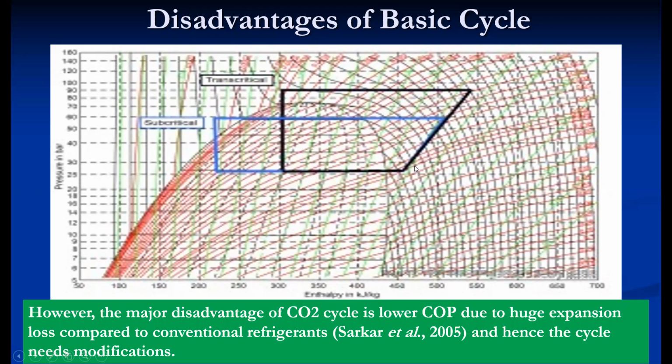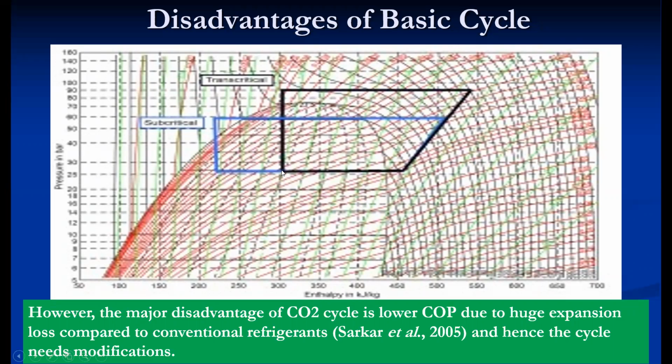And when we use CO2 as a refrigerant, this cycle changes to a transcritical cycle. It means there is no condensation because the critical point of CO2 is low. So compression, then gas cooling, then expansion, and then evaporation. If you compare these two cycles, you will realize: suppose this is point 1, point 2, point 3, and point 4.